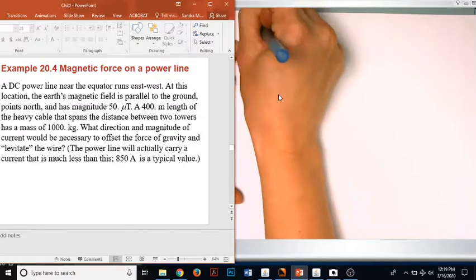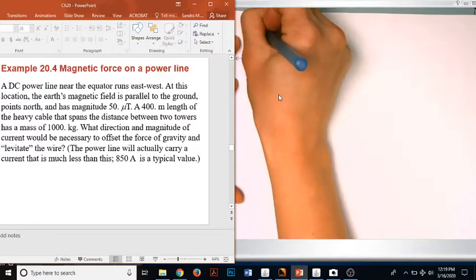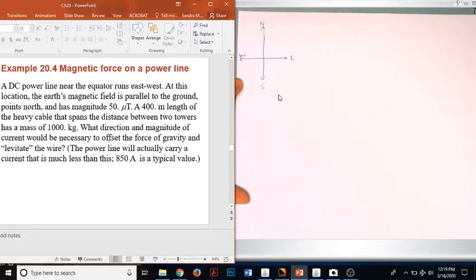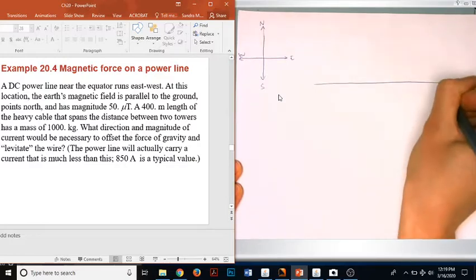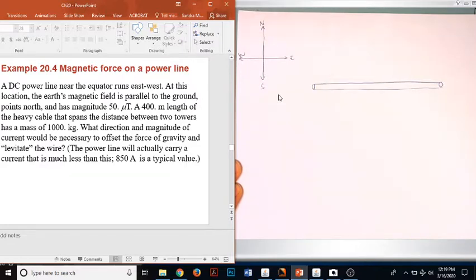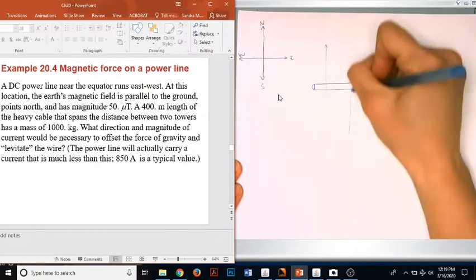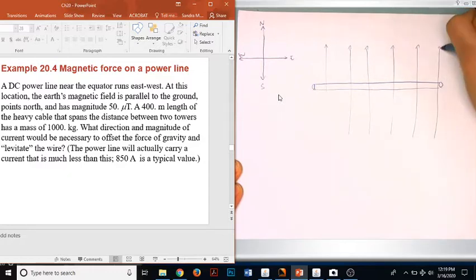The first thing I usually do when I'm trying to draw something is to draw never eat sour worms, or however it is that you like to write it. So I draw a little compass here. I have a power line that runs east to west, so my power line runs like this. And at this location, Earth's magnetic field is parallel to the ground and points north. So the Earth's field looks like this.